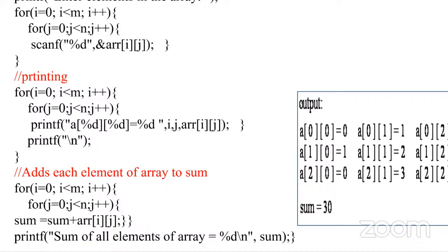True or false? True. Whenever it is true, what statement will it execute? This again. The i value is 0 and the j value becomes 2. And what value is it going to print?